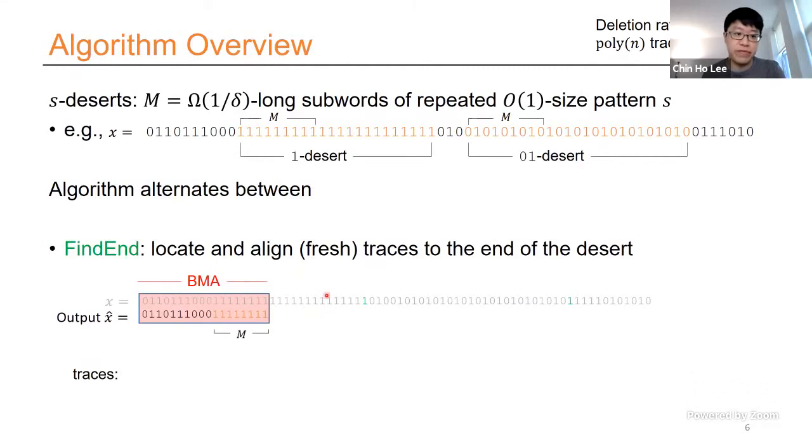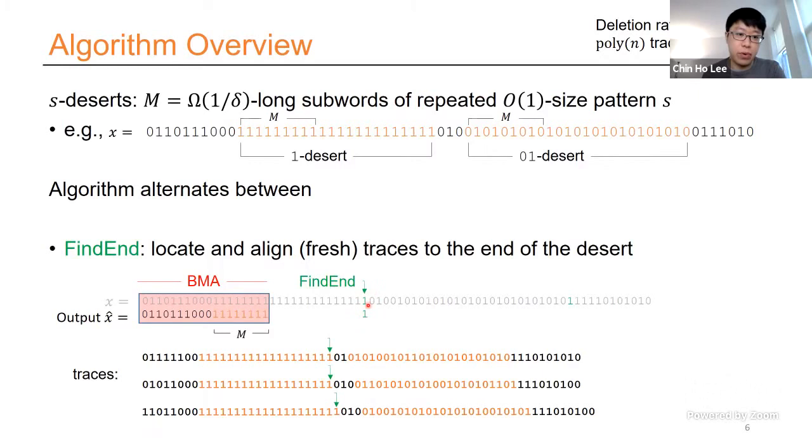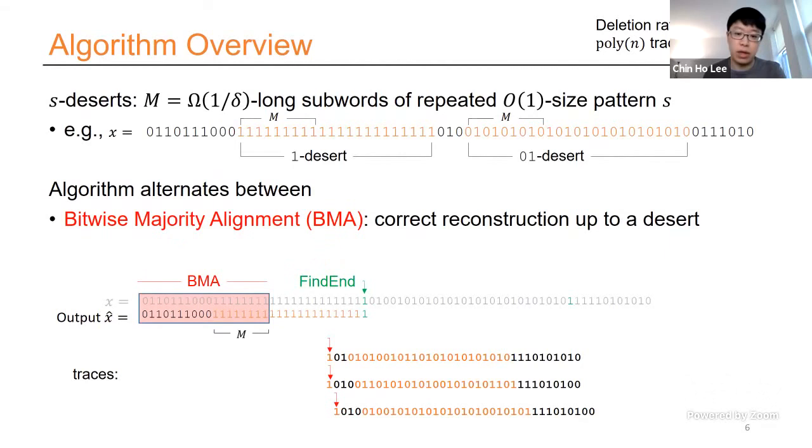So we run our next procedure, find-end. What it does is that it will locate this endpoint in X. Now you know this is the endpoint and you know the pattern, so you can fill out the rest of the bits here. And then you will also draw some new traces and align this endpoint of the desert to these new traces. So you know that these arrows are pointing to where this endpoint is in X. Now you have aligned the traces, so you can again alternate, switch to BMA and continue running this algorithm. So you reconstruct the rest of X again.